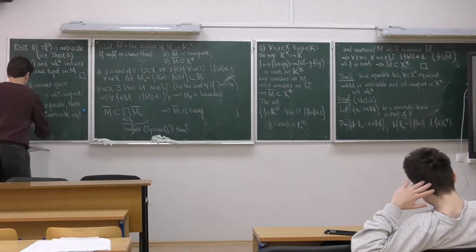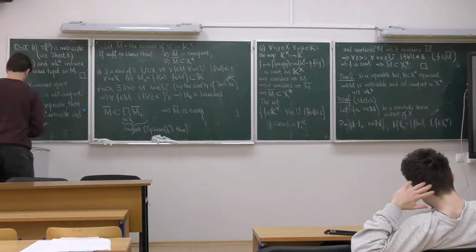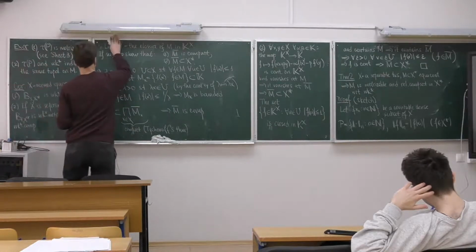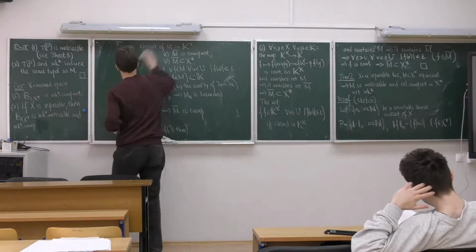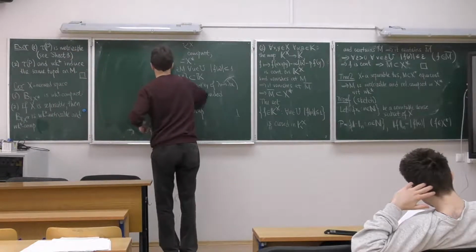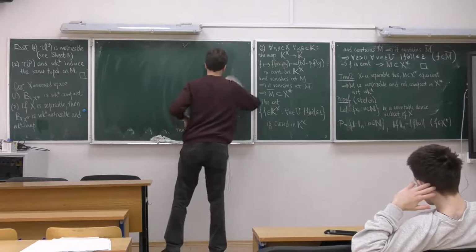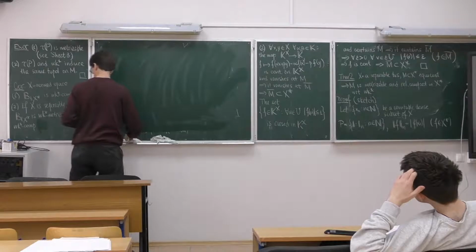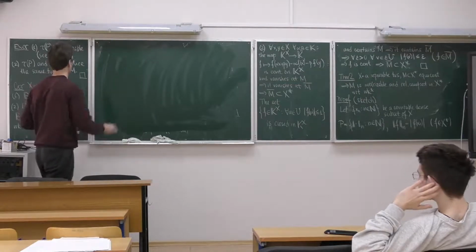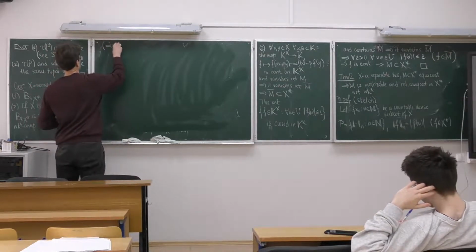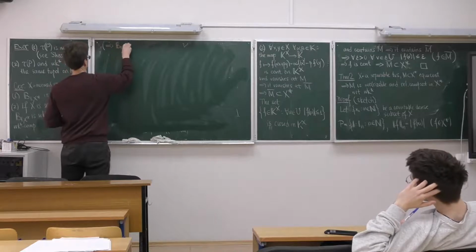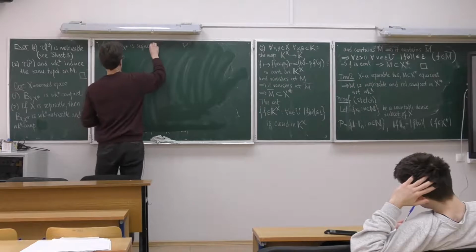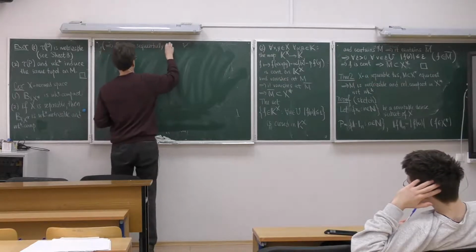So as a corollary, it is weakly star sequentially compact. We know that for metrizable spaces, compactness and sequential compactness are equivalent. So since this space is metrizable, we conclude that it is sequentially weakly star compact.